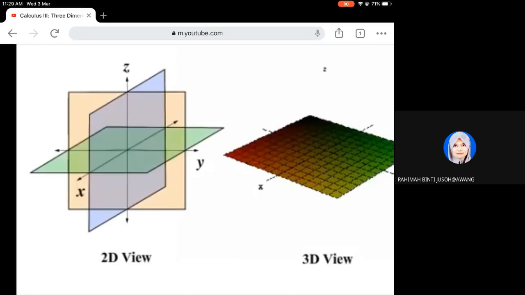So movement dia first octant should be in the front, depan, atas, sebelah kanan. Maksudnya first octant mestilah everything positif. Paksi X positif sebab dia belah depan. Paksi Y pun positif sebab dia sebelah kanan. And then paksi Z pun positif sebab dia belah atas. Boleh imagine tak guys?